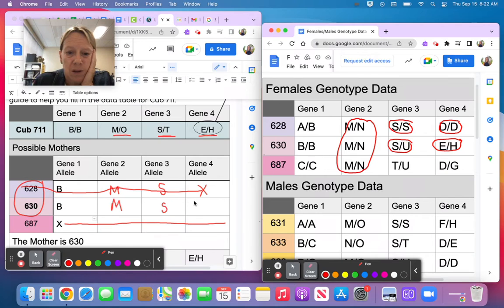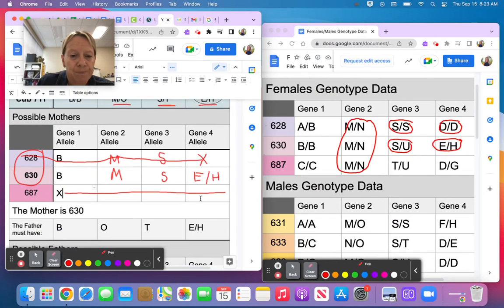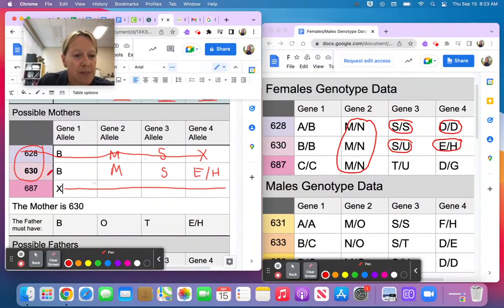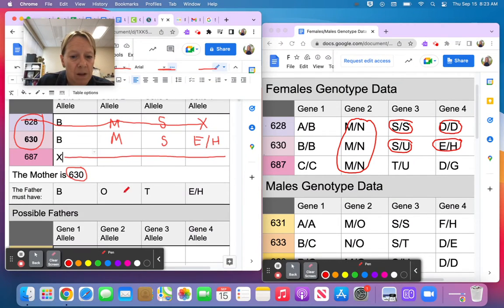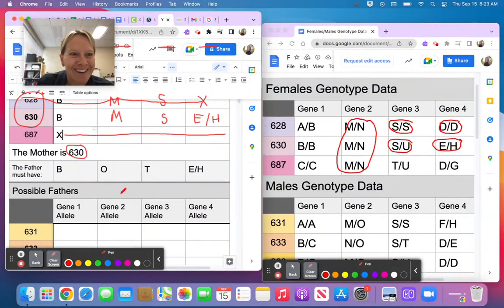So the mom could have given the E or the H. We don't know which because both the cub and the mom have the same genes. So we have to leave the E and the H at that point. Okay. So now we know that the mom is 630 for this lion. All right. Now we got to figure out the dad, okay?